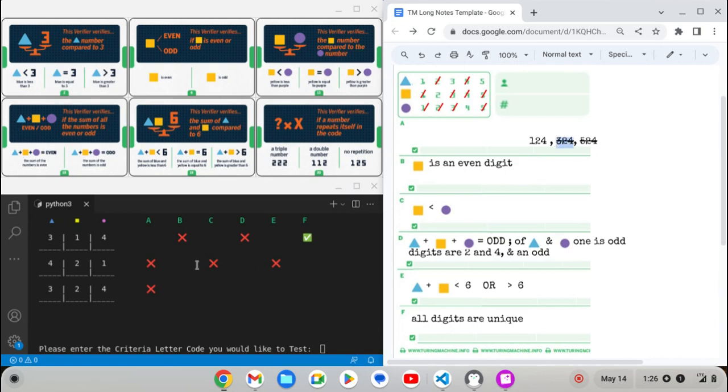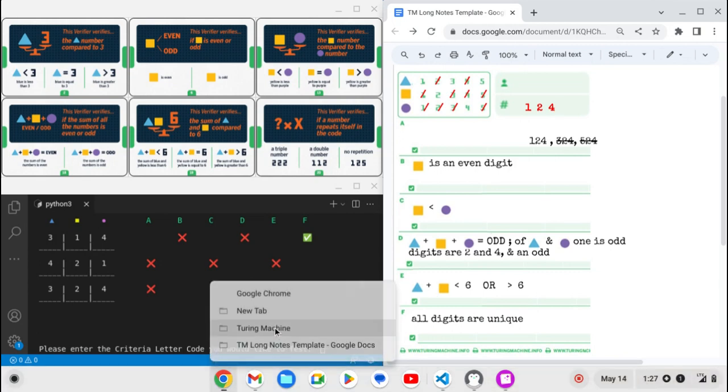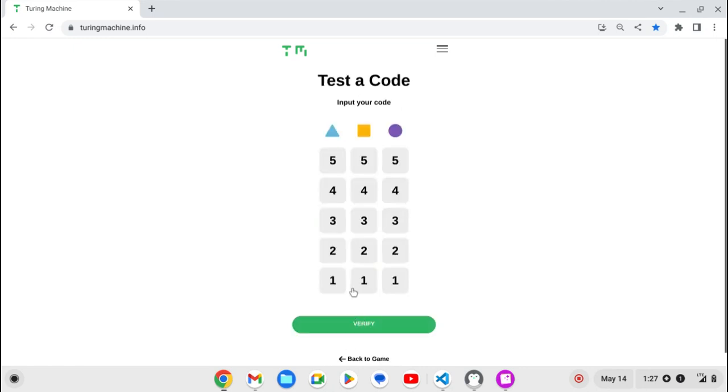Okay, so in fact then, triangle has to be less than 3, and of course the only digit left that's less than 3 is 1, so that would be 1, and based on all of our other conclusions, square and circle are 2 and 4. Okay, I really didn't want to test A twice, but it was unfortunate. Okay, so I'm proposing that the solution is 1, 2, 4. So let's go to the Turing machine and see what it says. So we're going to test the code, and it's 1, 2, 4. Verify. Okay, we got it.